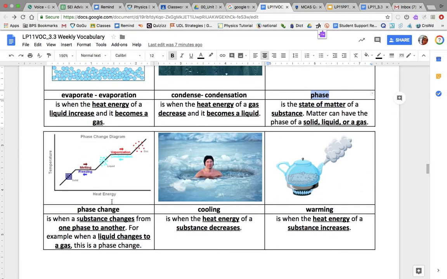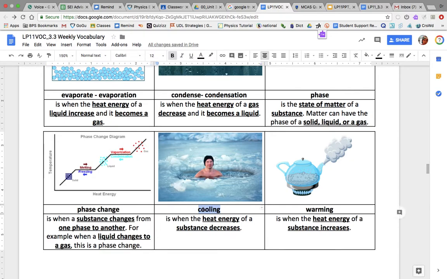And phase change, so I want you to say phase change, is when a substance changes from one form to another. So when you go from a liquid to a gas, or when you go from a solid to a liquid, this is a change, and we call that a phase change. So for example, when a liquid changes to a gas, this is a phase change.